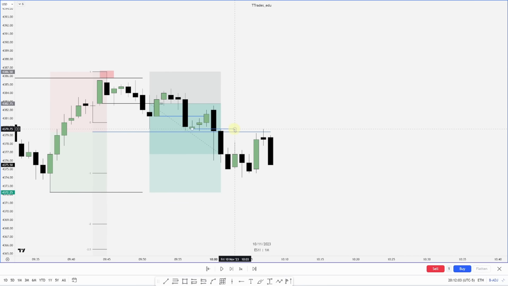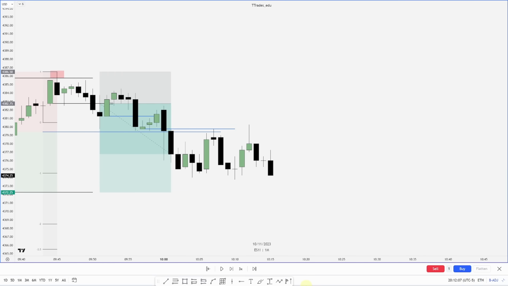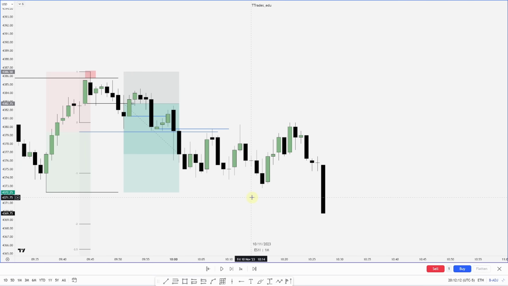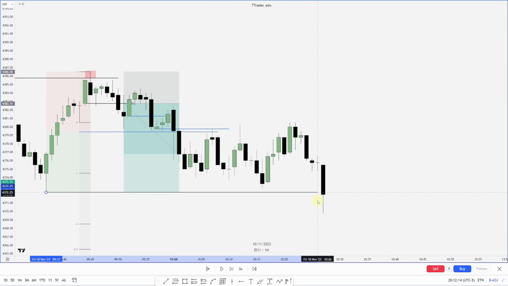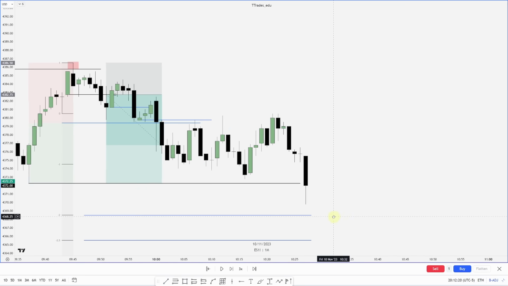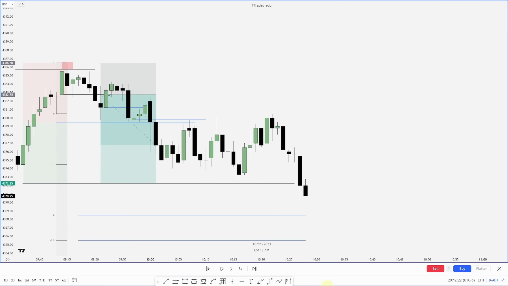You can see price is retesting that order block. And there we go, we break that initial low. Let's go ahead and mark out our -2 to -2.5. And now let's see if we can find something in the other direction.